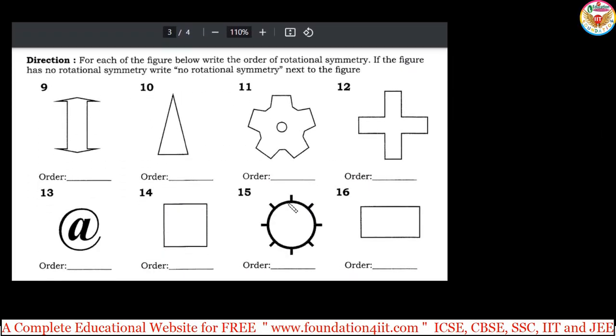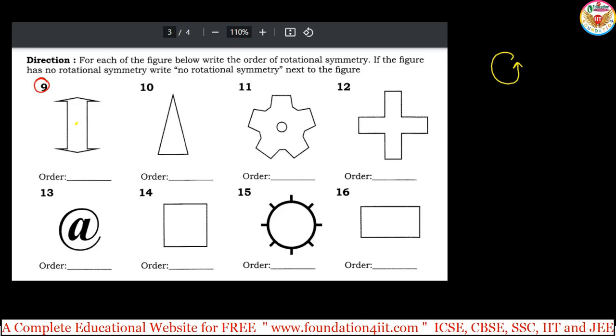Next concept, or next skill, is rotational symmetry. Rotation symmetry means they're asking for the order. The meaning of order is, for example, this is a diagram. If you rotate one full circle, one complete circle, the same shape comes. But while doing one full circle, how many times will the same shape appear through the center?